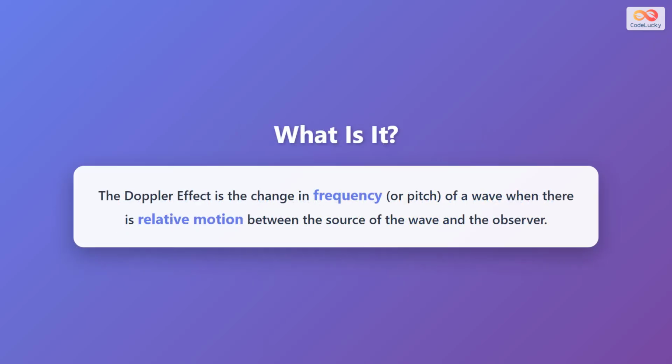The Doppler effect is defined as the change in frequency or pitch of a wave when there is relative motion between the source of the wave and the observer. The key word here is relative motion. Either the source can be moving, the observer can be moving, or both can be moving. What matters is the motion between them.